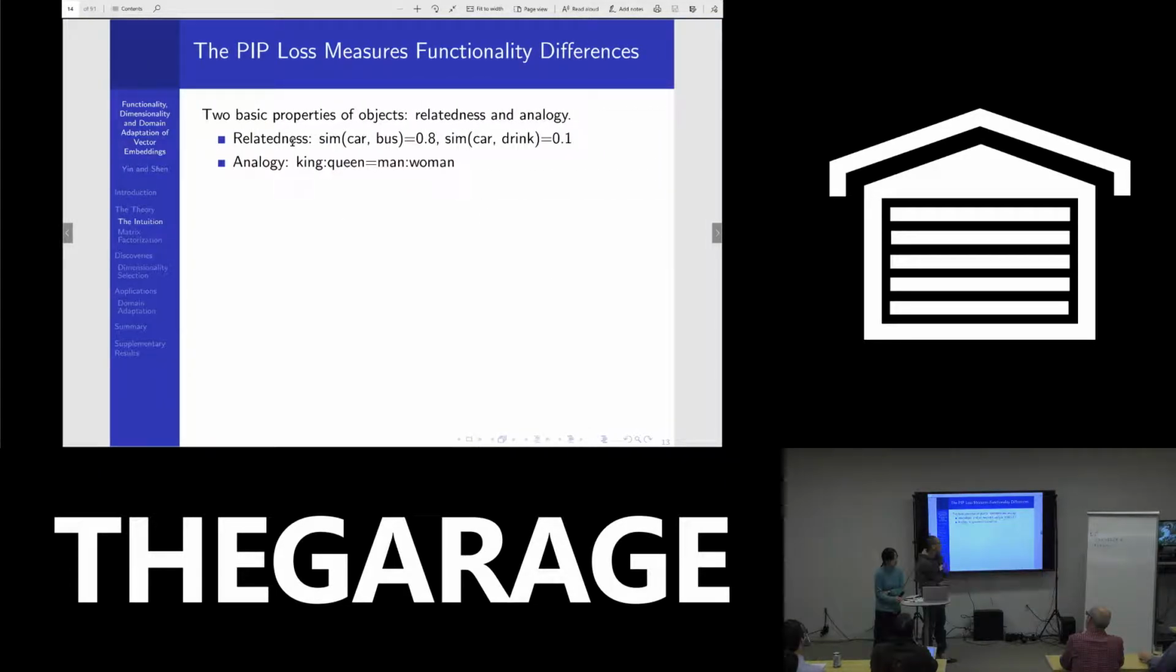Word relatedness and word analogy are essentially the most fundamental practical applications of word embedding, specifically before people used contextual or neural network embeddings. Word relatedness is measuring the similarity between words. Here we see car and bus are more similar, so they get a score of 0.8. The score is between 0 and 1, and the higher the score is, the more similar the words are. So car and bus are more similar, but car and drink are not that similar.